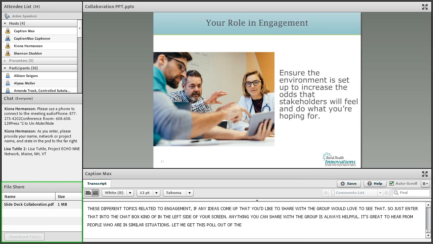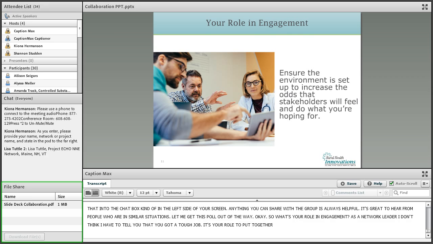So as we talk about these different topics related to engagement, if any ideas come up that you'd like to share with the group, we'd love to see that. So just enter that into the chat box kind of in the middle of the left side of your screen. Anything that you can share with the group is always helpful. It's great to hear from people who are in similar situations.